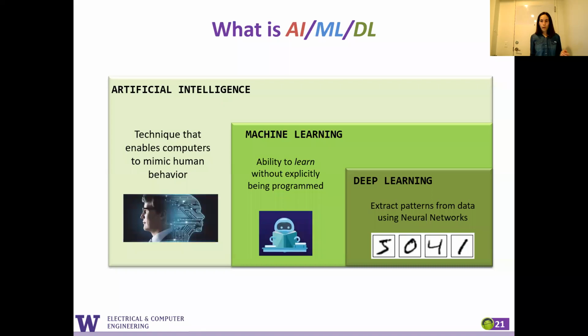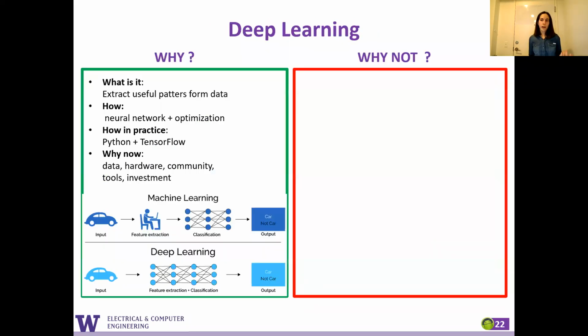One area of learning is deep learning, where you extract patterns from data using neural networks. You can extract patterns to classify data or to generate new data. So what we are going to do is build a neural network model using deep learning, and in practice this is typically done with Python and TensorFlow.